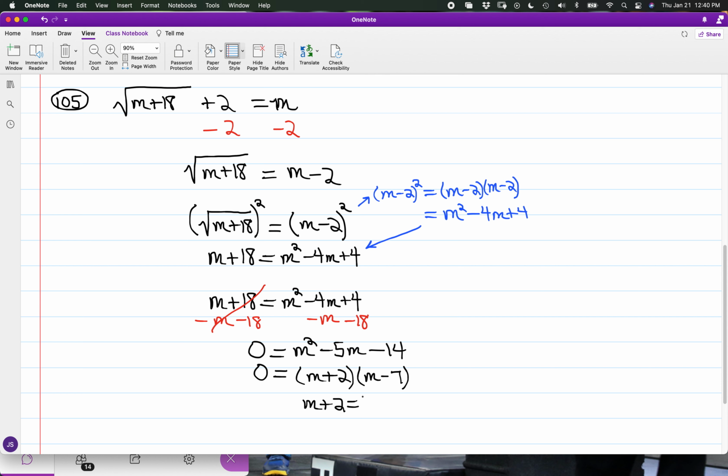And setting each of the binomials to 0, now we're going to have a couple of apparent solutions. For m plus 2 is equal to 0, we have that m is equal to negative 2. For m minus 7, we're going to have that m is equal to 7. Now I'm saying apparent because it might be that one or maybe both attempted solutions will not work out. So what I can do here is check what I have here.